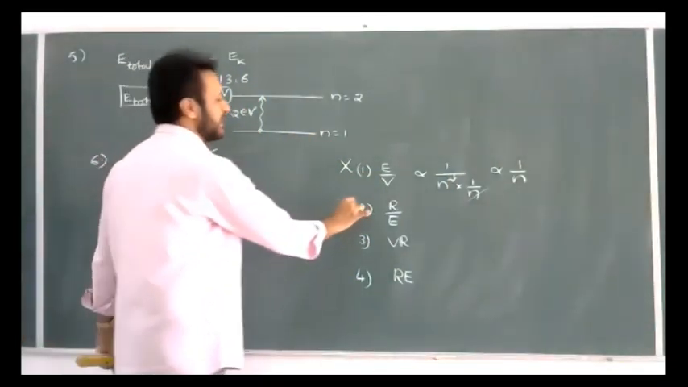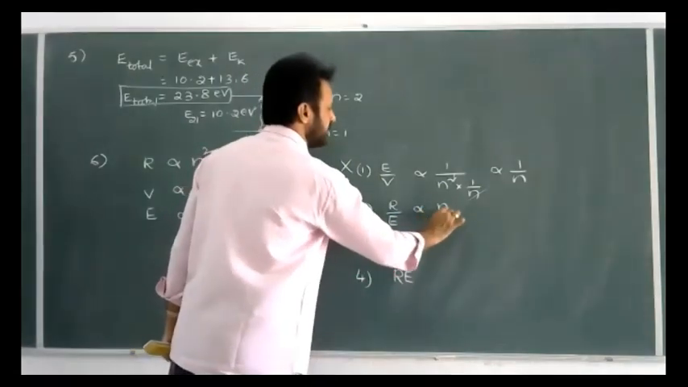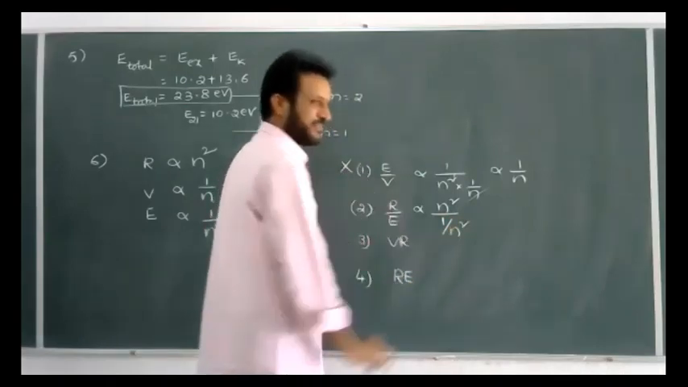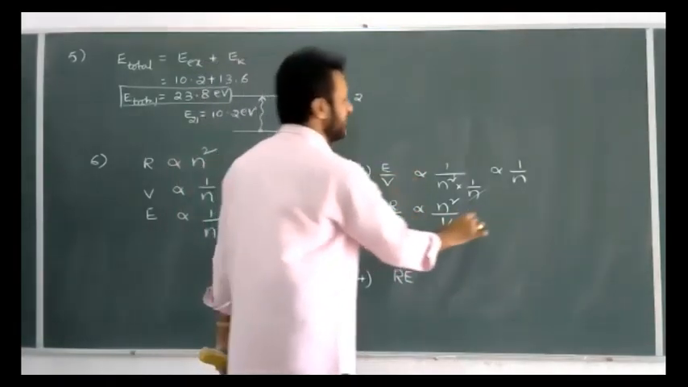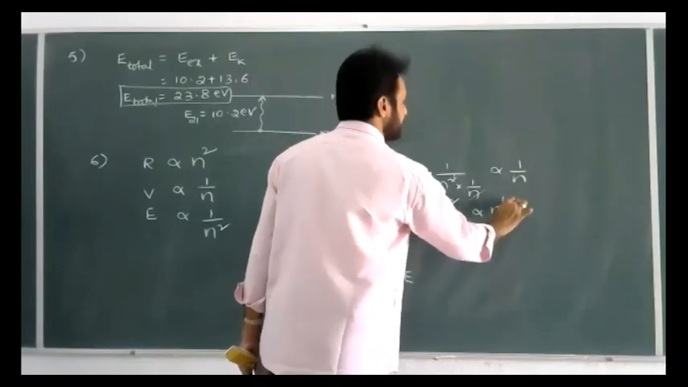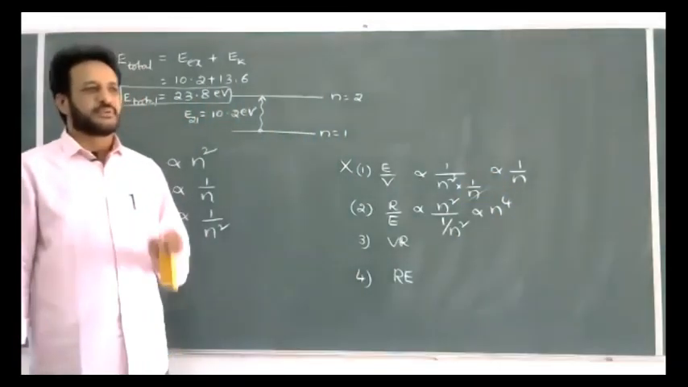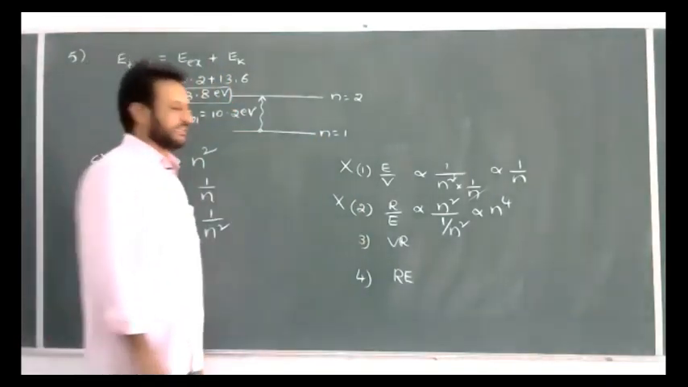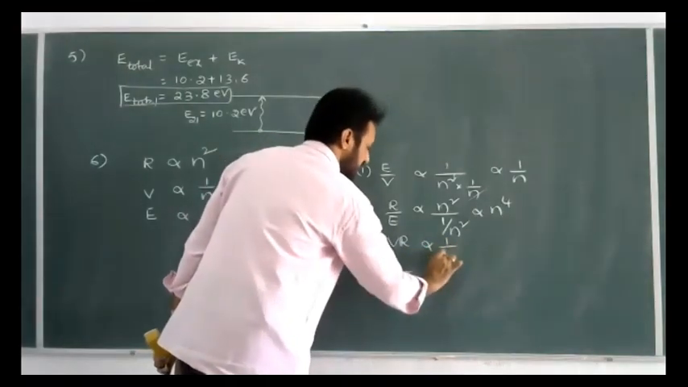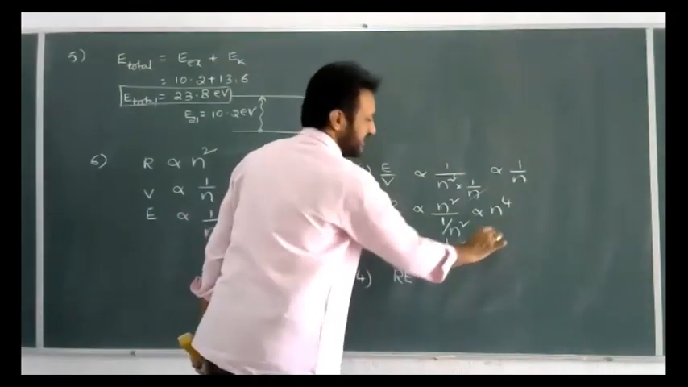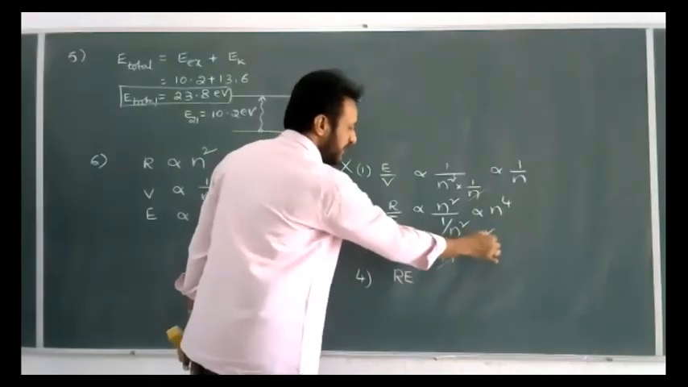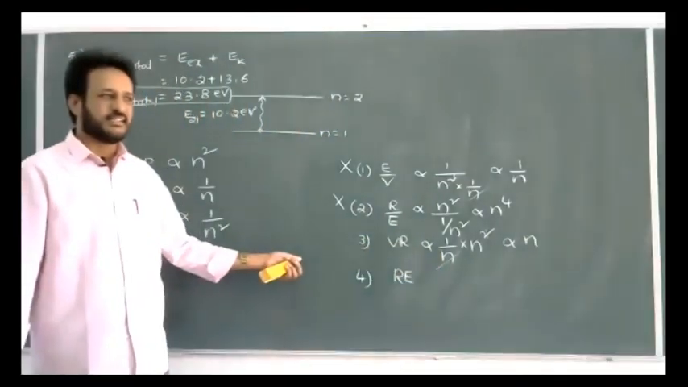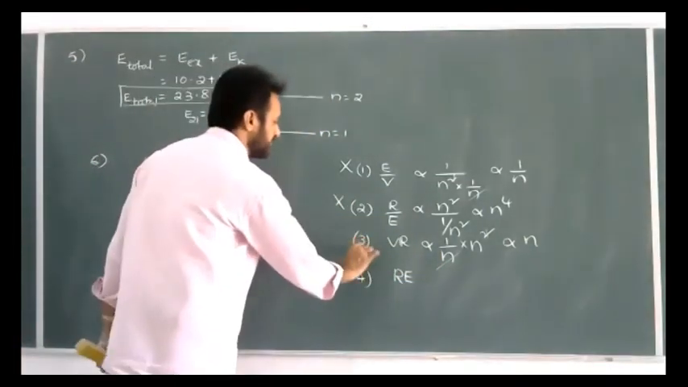Now we'll go for the second option. R by E. R proportional to n square divided by E proportional to 1 by n square. Then n square into n square is n power 4, but they asked only directly proportional to n. So the second option is also clearly wrong. Now we'll go for V into R. V proportional to 1 by n into R proportional to n square. So here one n gets cancelled. Therefore, what remains is proportional to n. It satisfies the condition the question asked, so we can go for the third option.